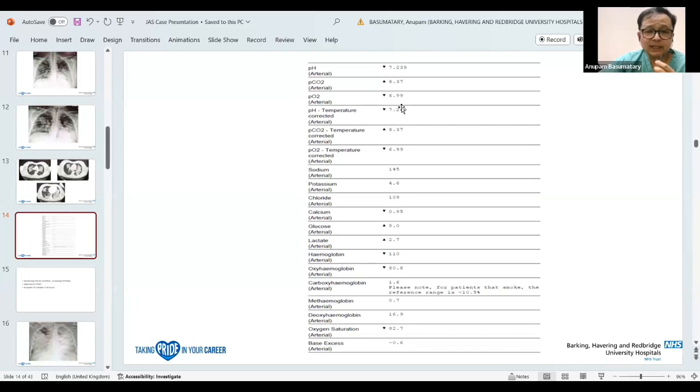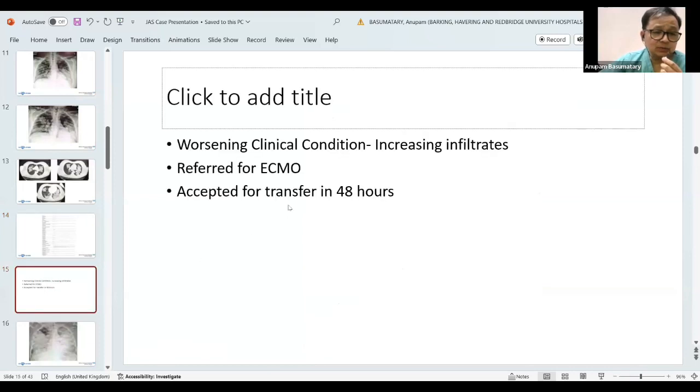If you look at the pH, it's still acidotic, although we maintain a certain level of permissive hypercapnia, but then his PCO2 is also creeping up and up. It is 8.37. I'm sorry, the print is not that great. But if you look at the PO2, it is still about 6.9. And by this time, I'm talking about FiO2 going up to 0.8. Still quite acidotic. Lactate is coming down a little bit to 2.7. So he was accepted for transfer within 48 hours.